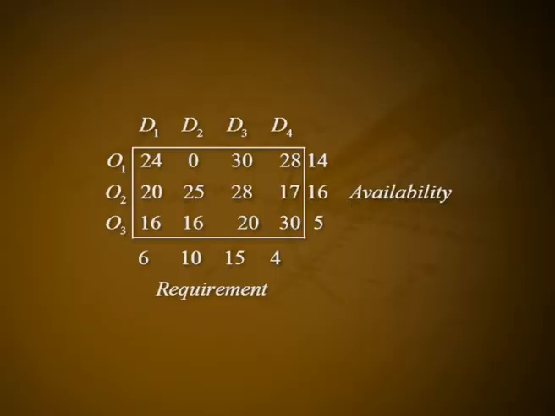Then the matrix becomes: destinations D1, D2, D3, D4, origins O1, O2 and O3. The costs become from O1 24, 0, 30 and 28; from O2 20, 25, 28 and 17; and from O3 16, 16, 20 and 30. The availability and the requirements are the same.